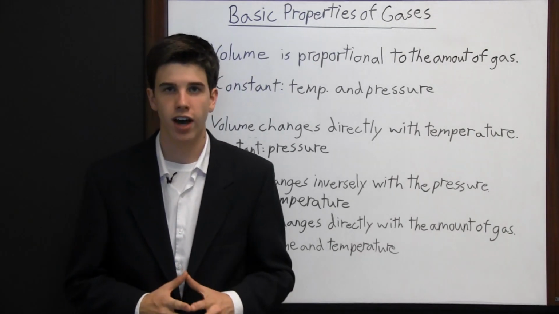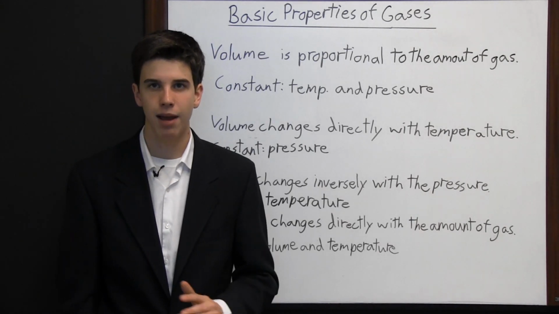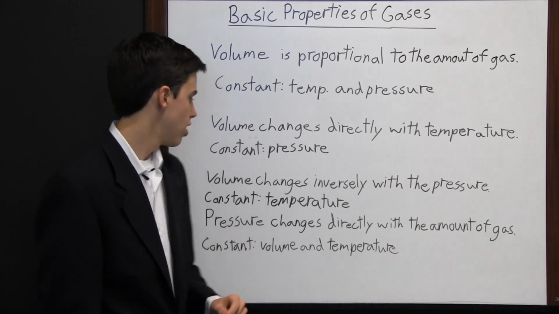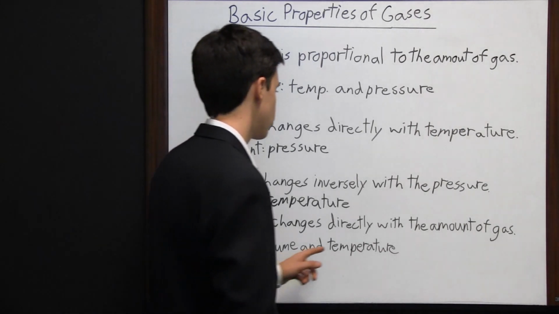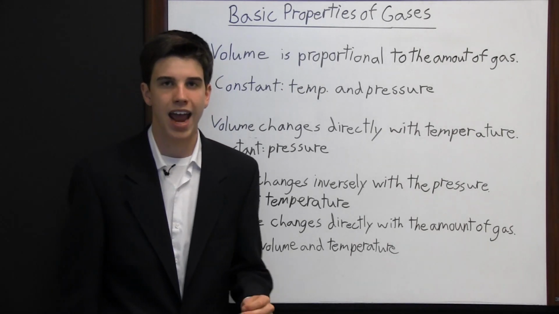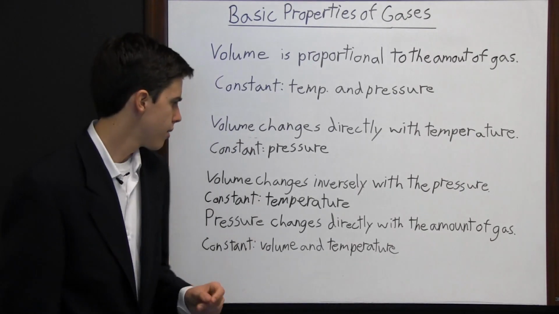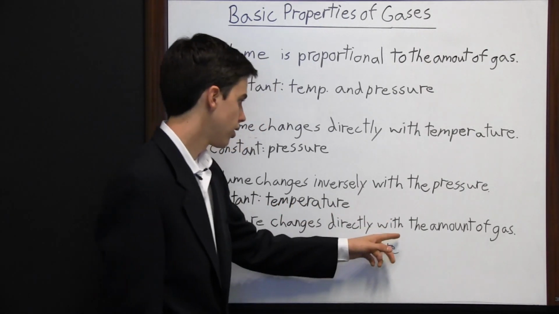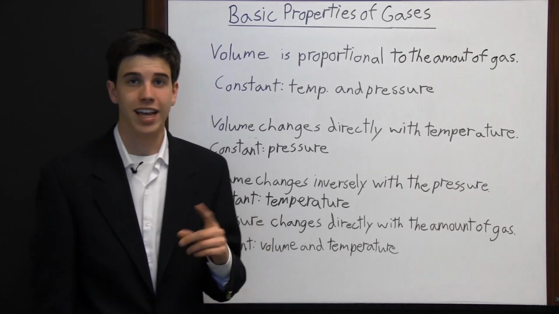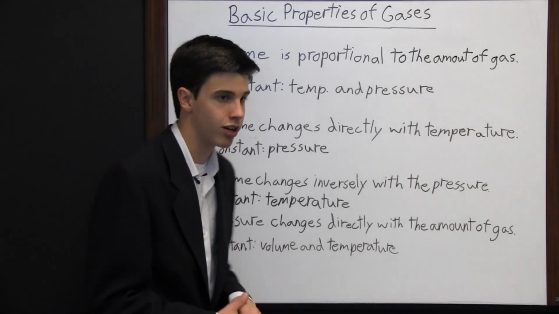Now, the fourth and final property of a gas. If you fix the volume of the balloon and add more air, then the pressure inside will increase. So we can say pressure changes directly with the amount of gas. And this makes sense because you think about air molecules inside that balloon. They're moving all over the place. Well, if the amount of gas is large, then the molecules are going to hit the sides very often. So you think about the volume being the same throughout this whole time.